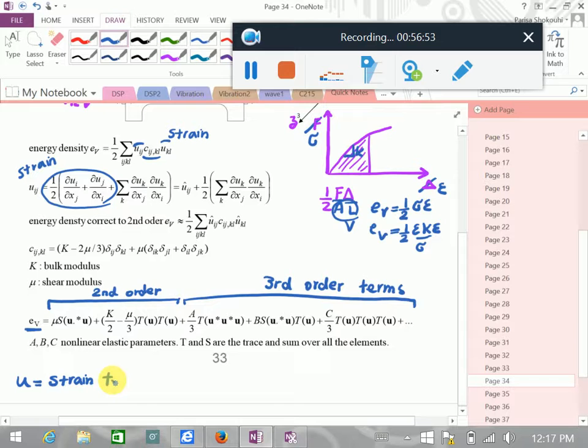If you never heard the word tensor before, it's just a fancy way for a matrix, right? It's a higher dimensional matrix. It just makes things easier in continuum mechanics, the derivations. If you never heard about it, think about it as a matrix, okay? Don't be scared in any way.